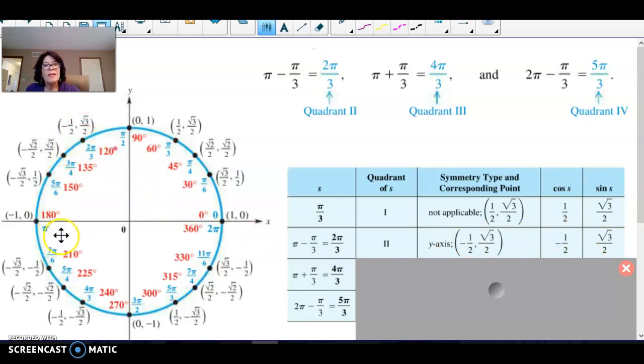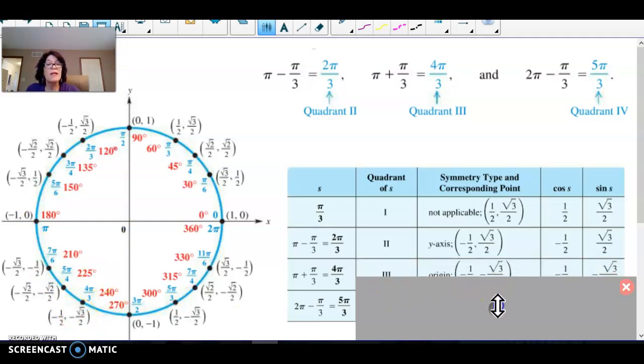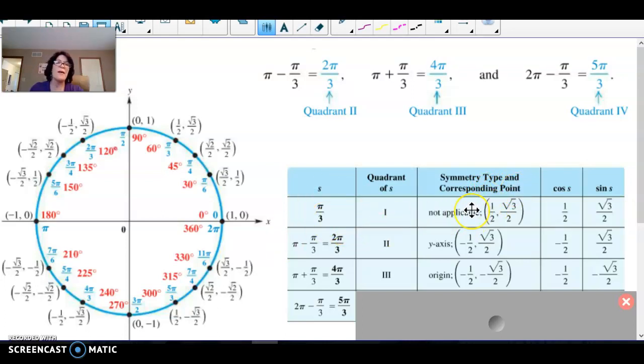Down here, if we take pi plus pi over 3, or 180 plus 60 degrees, however you want to think of it, now I'm down here at 4 pi over 3. I'm in quadrant 3. If you'll notice, that's symmetric right across the origin. 4 pi over 3 and pi over 3. Do you see them? I'm comparing everything to pi over 3 as to where it is symmetric: the symmetry type and the corresponding point. On my corresponding point, I started with pi over 3. That's why it wasn't applicable to say what pi over 3 is symmetric to compared to pi over 3. Well, it's the same. It doesn't make sense. That's why it says not applicable.